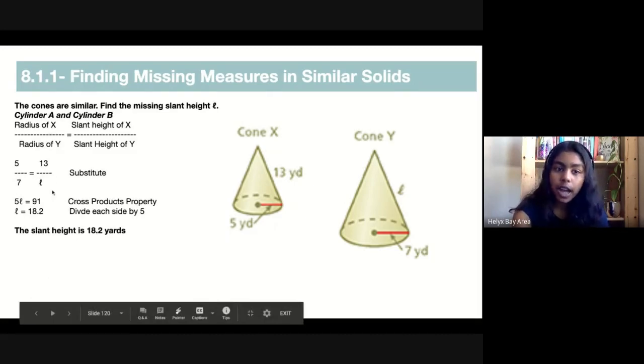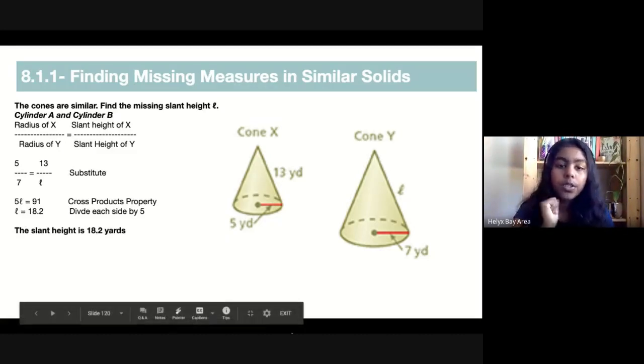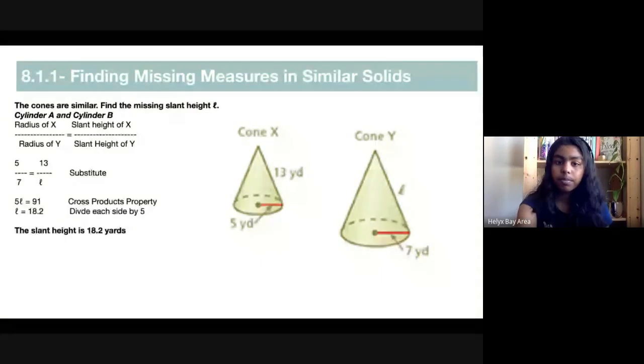So that probably means we want to isolate this variable. And to do so, we're going to use the cross products property, which is just a fancy way of saying that we're going to multiply 7 to the right side and L to the left side, so we don't have any denominators in our equation here. Once we do that, we are left with 5L equals 91. Now we're going to divide each side by 5 so that we can have L isolated. Once we do that, we are left with L equals 18.2 yards. So that means the slant height of cone Y is 18.2 yards. Was everybody able to understand that, or do we have any questions regarding that? No? Okay.